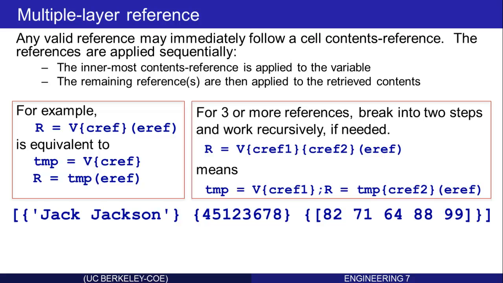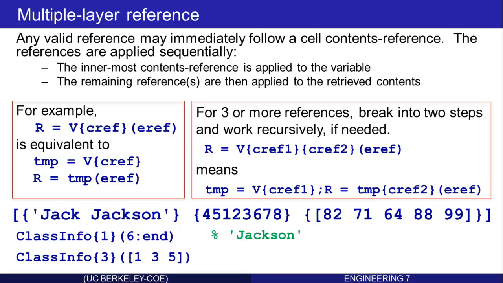Let's look at how this works on class info. Here's an example with a contents reference followed by an element reference. The first contents reference retrieves the contents of the first cell. This would be the 1x12 character array Jack Jackson. At that point, that character array is subjected to an element reference retrieving the 6 through end elements of the array. That simply gives the character string Jackson.